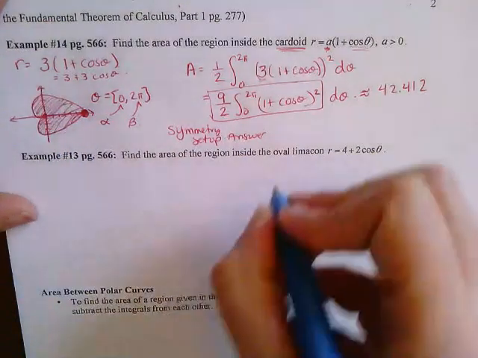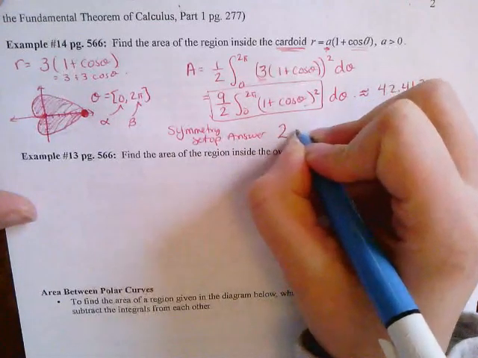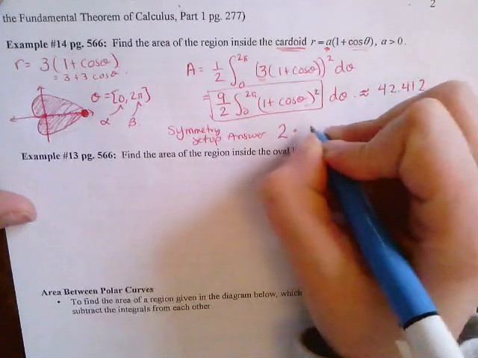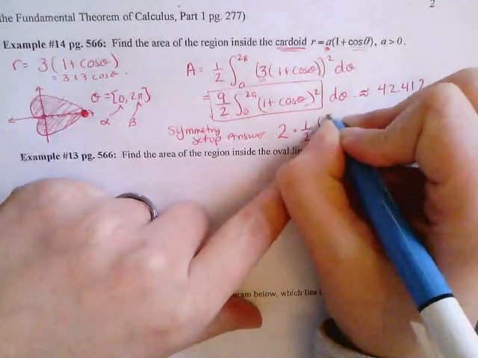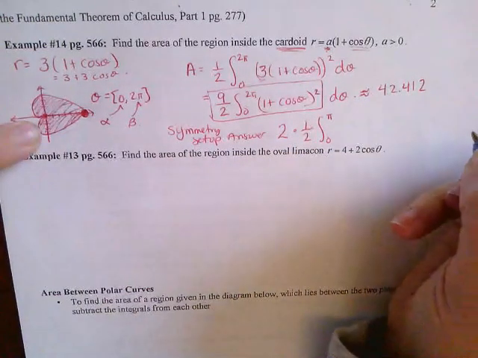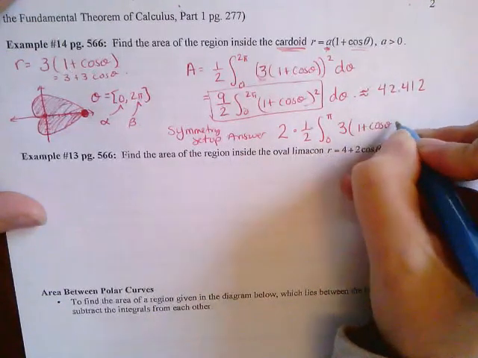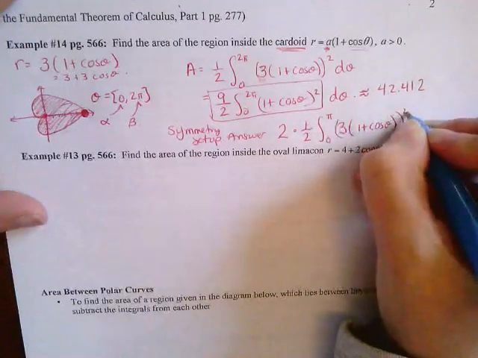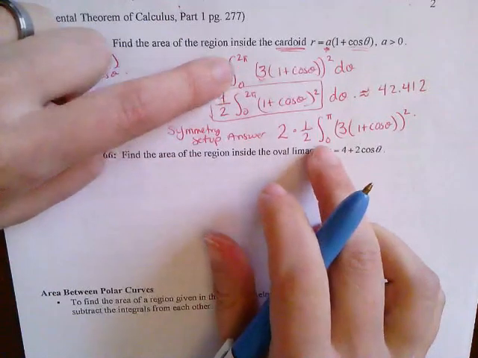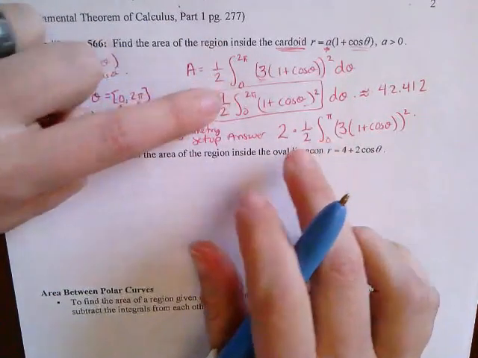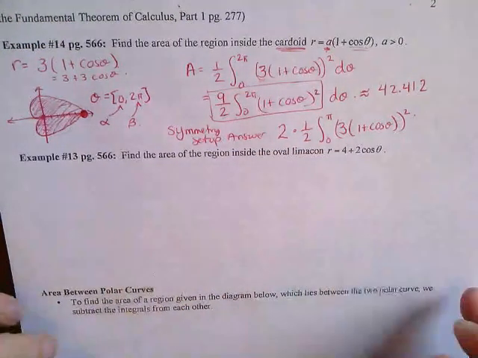So they could even trick you in saying that, all right, it's 2 times 1/2 the integral from 0 to pi. So it's just split in half of 3 times 1 plus cosine of theta squared. So what's the only difference between these two? Is that the bounds are different, but because of that, this one is multiplied by 2. So yes, that could possibly be an answer.